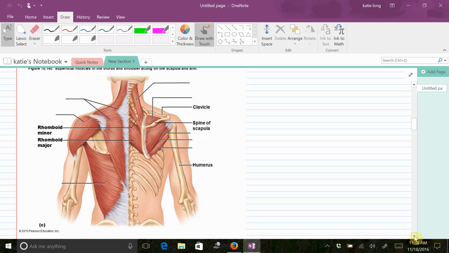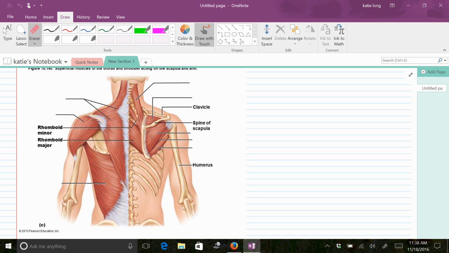if you don't have your bearings, go ahead and pause and get them. We are looking at the dorsal view, or the posterior view of the trunk. Okay, so let's figure out where we're going to begin. We will start on the right side of the body.